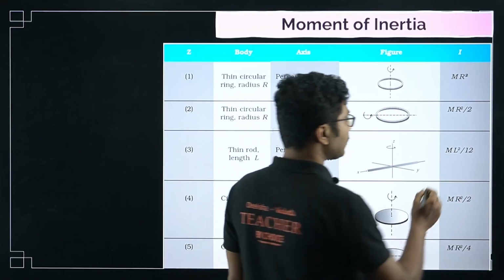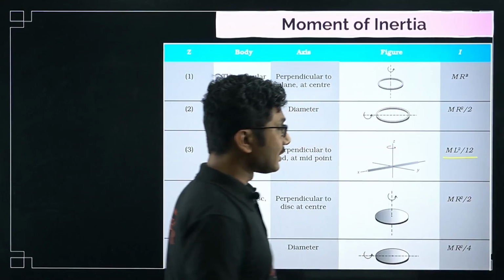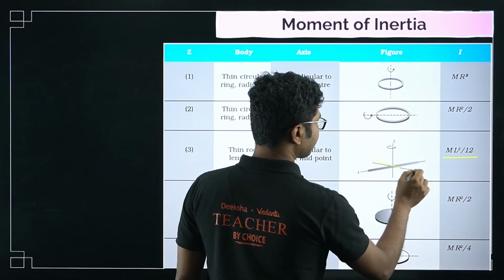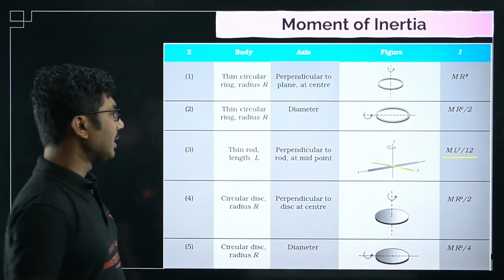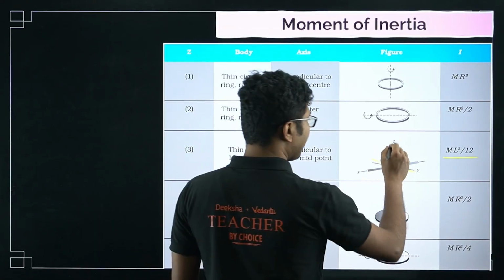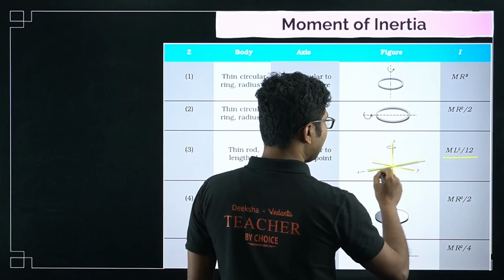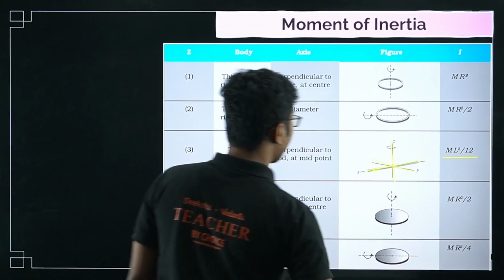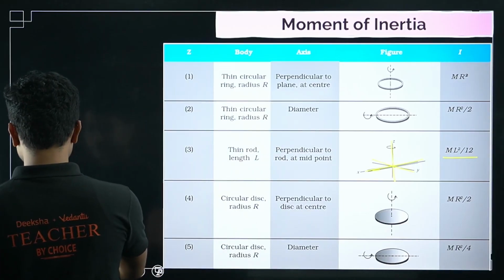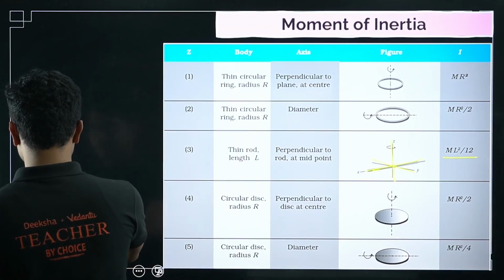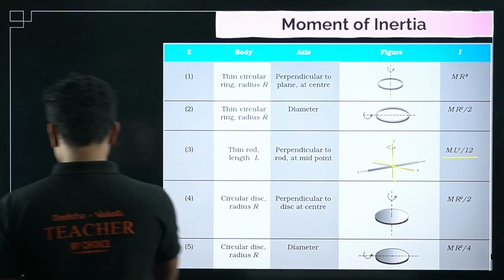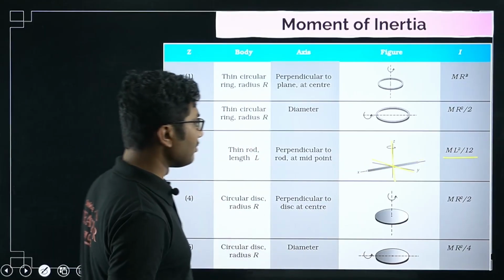Obviously the most important is ml square by 12 for a single rod, perpendicular to the rod and through the midpoint. If it is perpendicular to the rod and through the midpoint, not along the axis of the rod, then the moment of inertia is ml square by 12. So this is the most important moment of inertia formula. You have to remember these formulas, at least these 5. These 5 are very important.